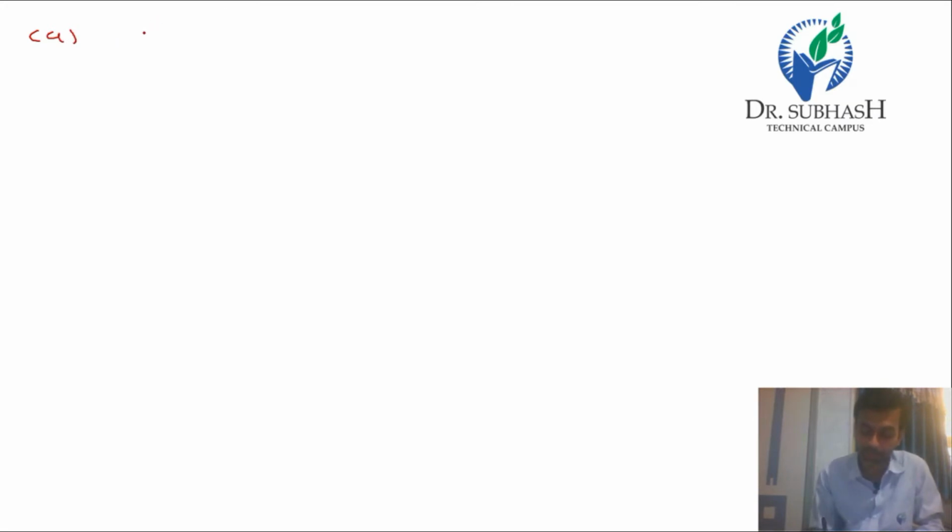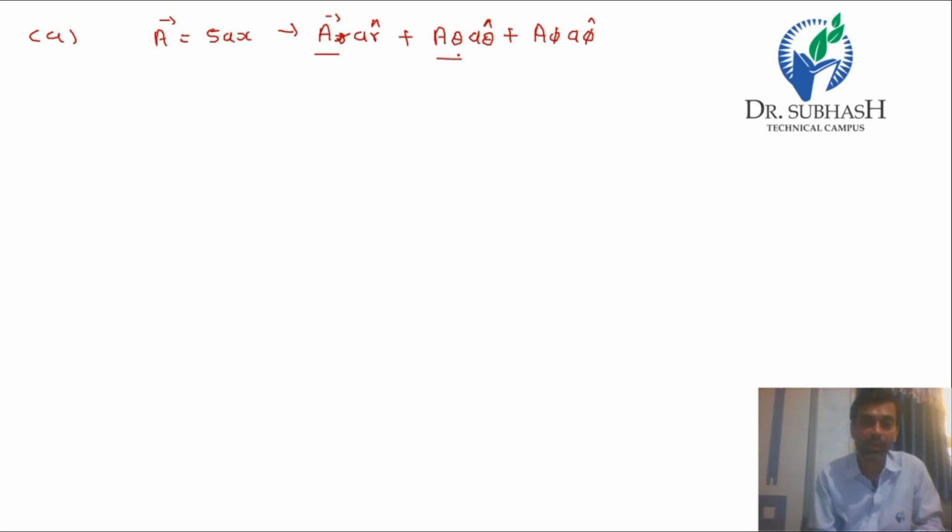Here we are given the vector A, which is 5 ax, and we need to transform this vector to the spherical coordinate system, meaning Ar in the ar direction plus A theta in the a theta direction plus A phi in the a phi direction. Now if we have the Ar component, A theta component and A phi component, then by putting in the values of Ar, A theta and A phi, we get our final answer.